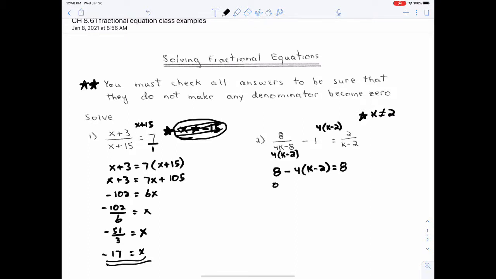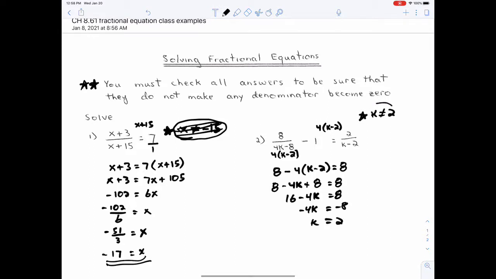So we get 8 minus 4k plus 8 equals 8. So we get 16 minus 4k equals 8. Negative 4k equals negative 8, and k equals 2.